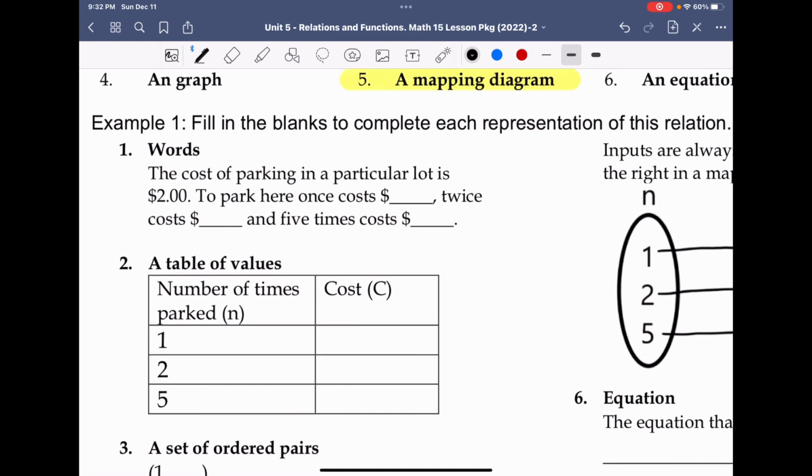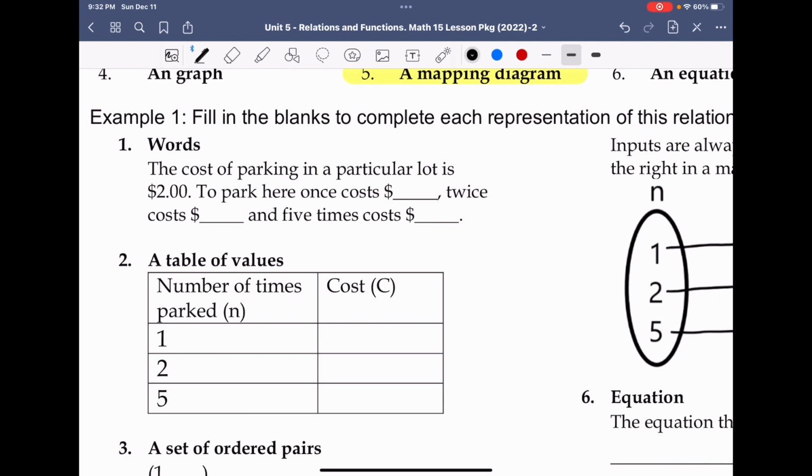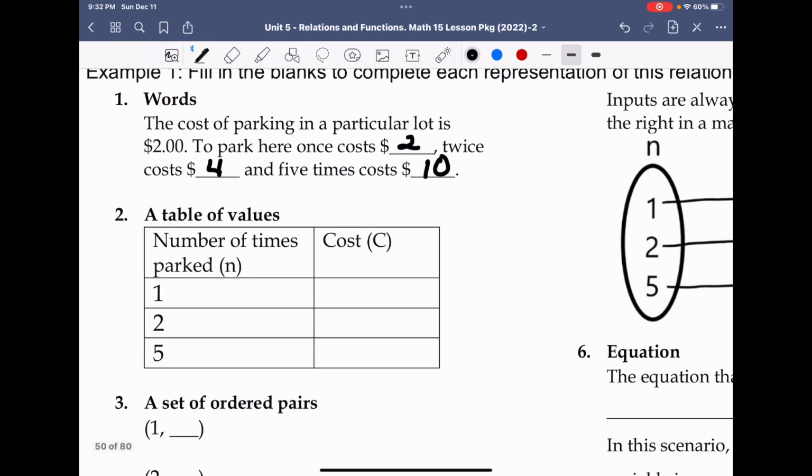So in the first one, we can use words. And so they say the cost of parking at a particular lot is $2. And if we park here once, then it would cost $2. If we park there twice, it's going to cost $4. If we park 5 times, it will cost $10. Okay, using a table of values to represent that data, well, 1 time parked was $2, 2 times was $4, and then 5 times was $10.